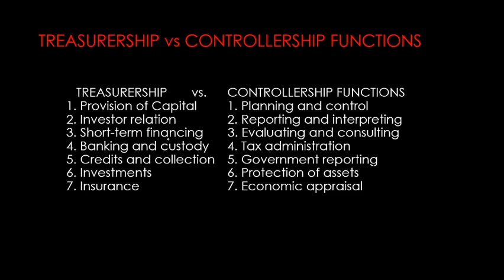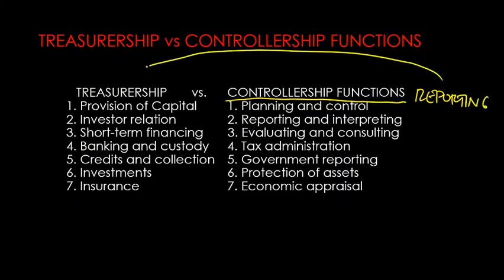Basahin nyo na lang ito. To summarize, okay, the Controllership functions, and so you have 1 to 7. They are more on historical reporting. And once they have the reports, these reports will be submitted to the treasurer, and the treasurer will make a decision. So the focus is more on decision making.